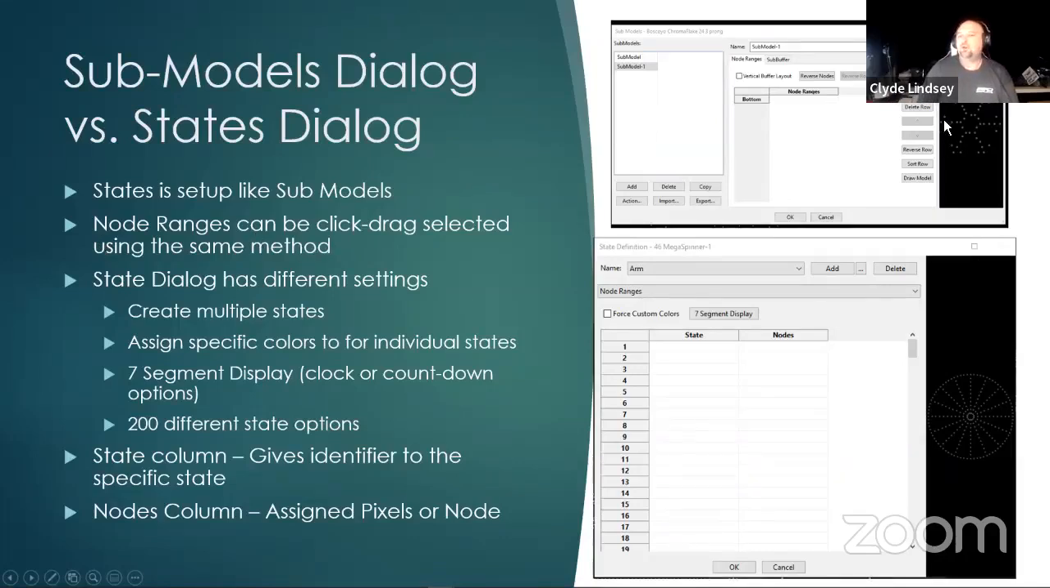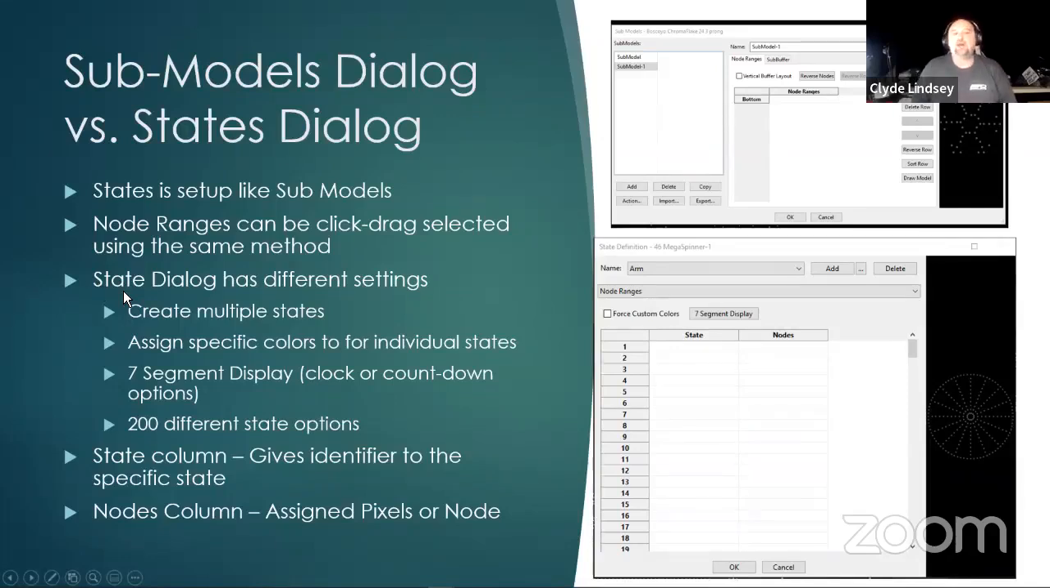The node ranges can be clicked and drag selected using the same method. So if you're familiar with the other information, you can create a new one, and you can click in the box or in the node range, and you can click and drag in your preview screen here and physically build those node ranges or select those specific pixels to create the model. Now, it also has functionality I'll show you as we go into it for importing, and it's very helpful for that. We'll do a demo on that as well.